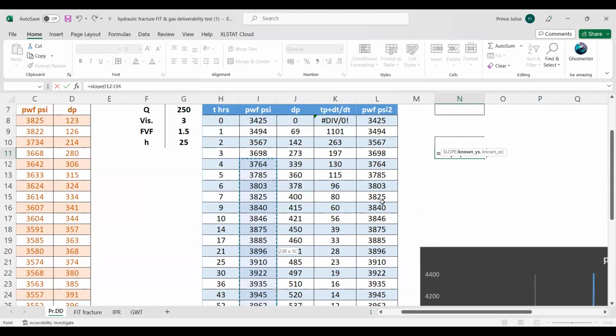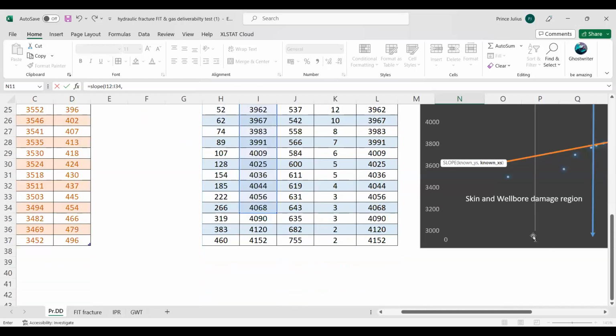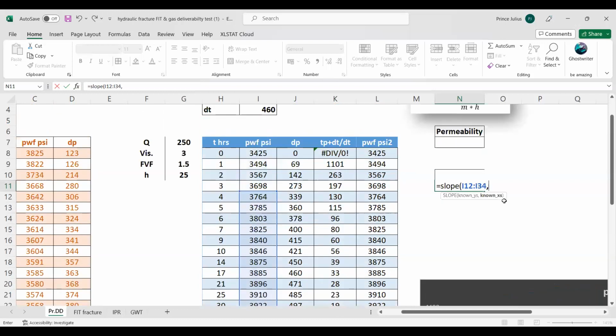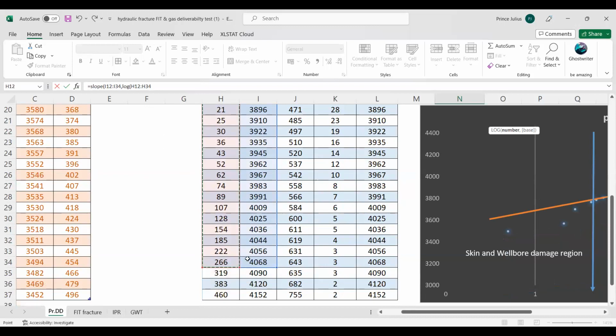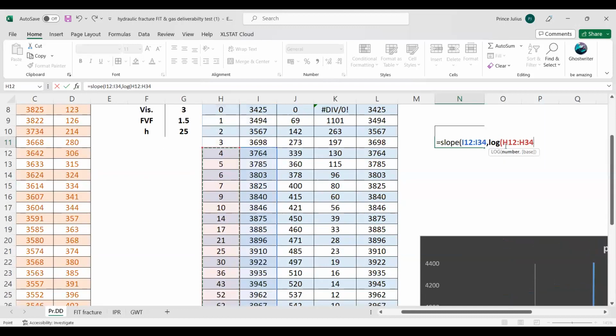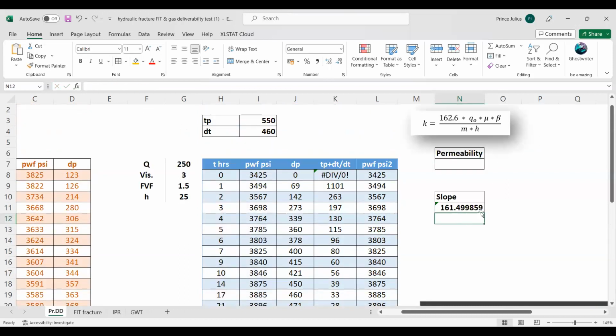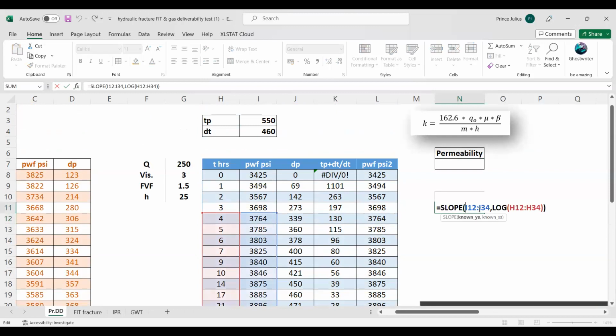Then after that, just put a comma and it is asking for known x's. Don't directly select, since your x-axis is logarithmic. So you need to add the log of your x-axis. How many points you have taken for y, that many you have to take for x, so it should not be unpaired. That means the dimensions should be the same. With that, you will get the value of slope. So 161.49 is my slope. I selected the y-axis, I selected the x-axis, and I got the value of slope.